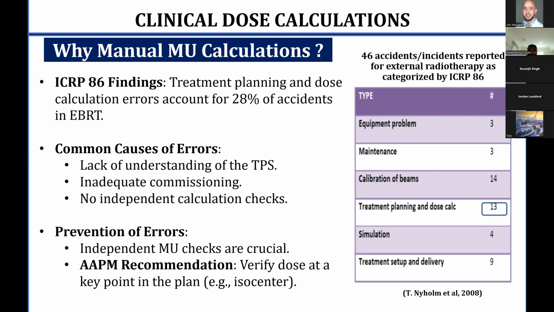Now, let's break it down. When we look at the lack of TPS understanding, many errors occur simply because the users may not fully understand how the TPS works, leading to incorrect parameter settings, or they are unaware of the system limitations.